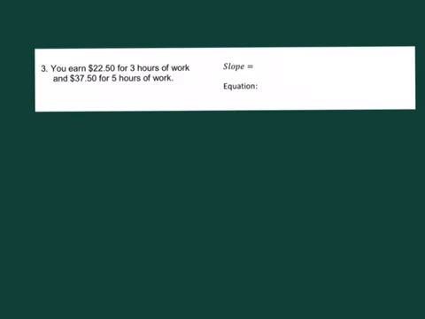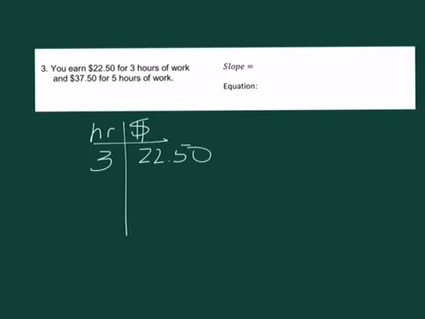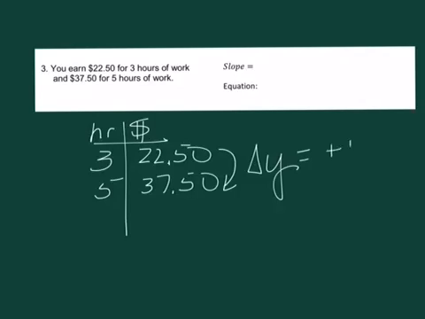Sometimes you can make a table to find your slope. So in this case, you know you're working hours and you're earning money. So in this case, it says that it takes 3 hours to earn $22.50. You could also work 5 hours and earn $37.50. So let's look at our change in y values. So our change in y went from $22.50 to $37.50, so it went up $15.